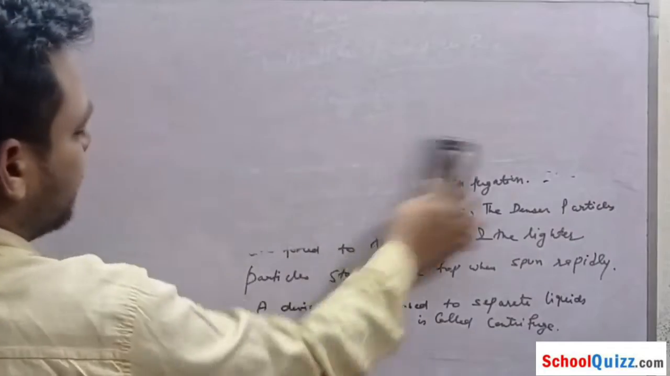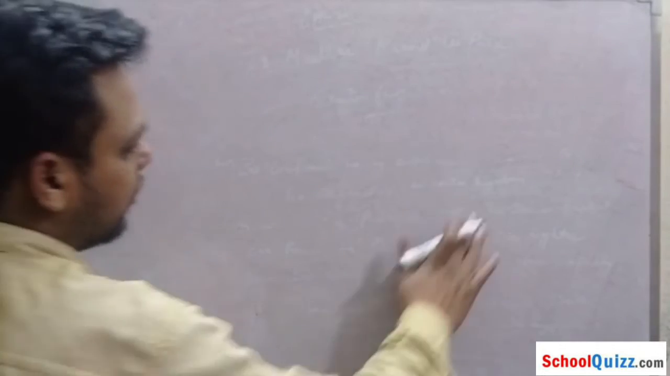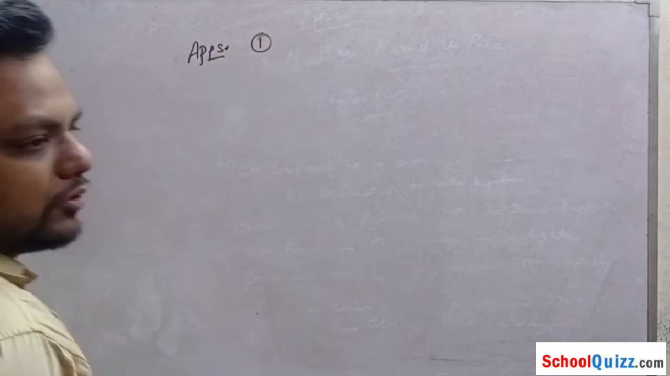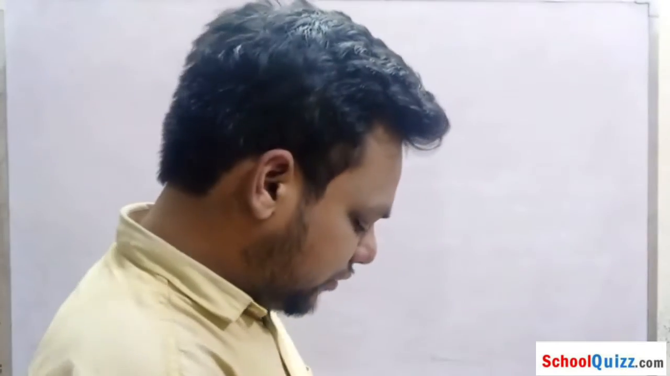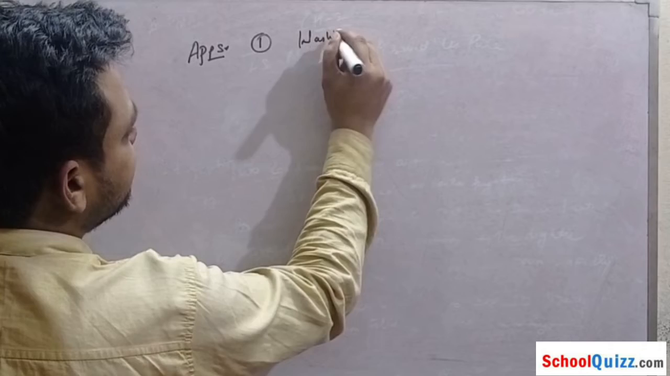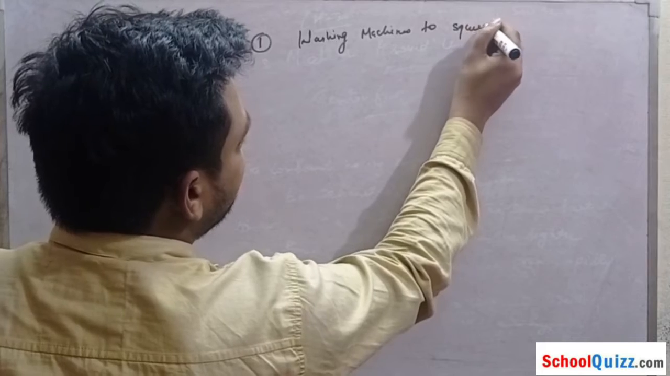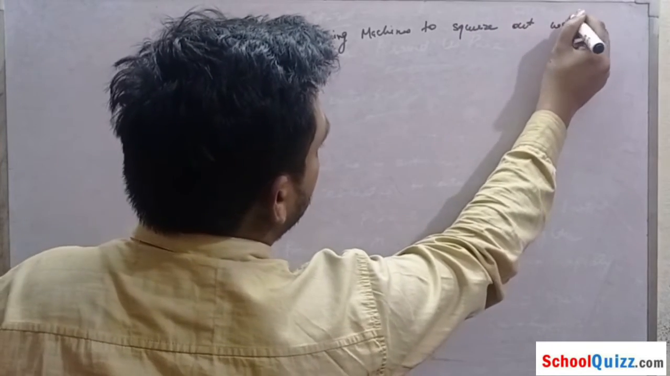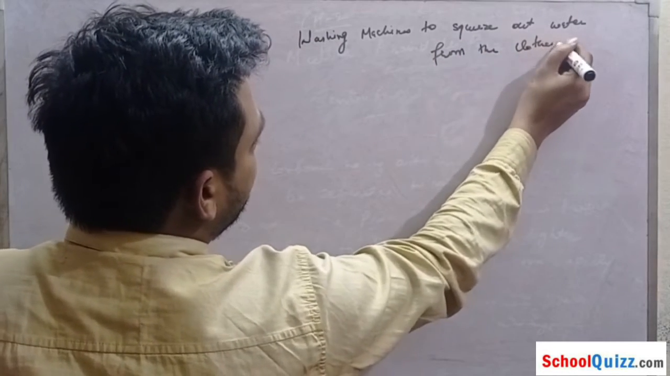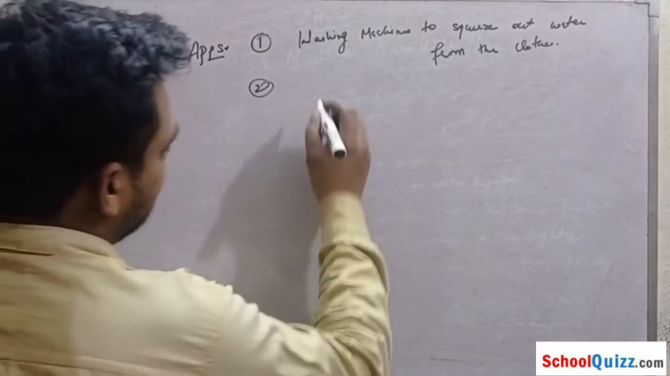Now we will discuss the applications of the technique, centrifugation. So the first one I have already told you, like drying of wet clothes. Washing machines squeeze out water from the wet clothes.